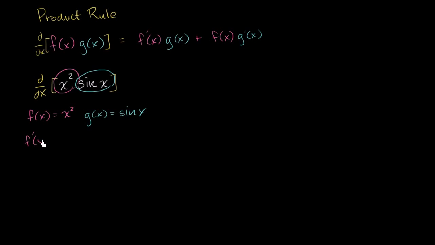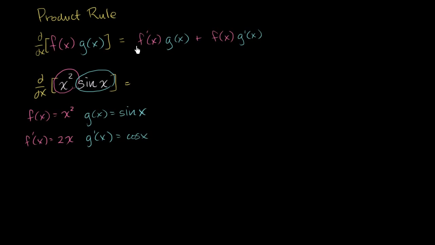And we could think about what these individual derivatives are. The derivative of f of x is just going to be equal to 2x by the power rule. And the derivative of g of x is just the derivative of sine of x. And we covered this when we just talked about common derivatives. Derivative of sine of x is cosine of x. And so now we're ready to apply the product rule.